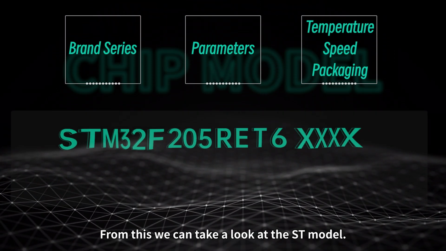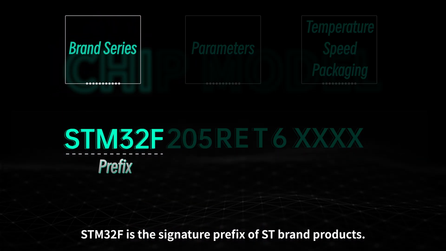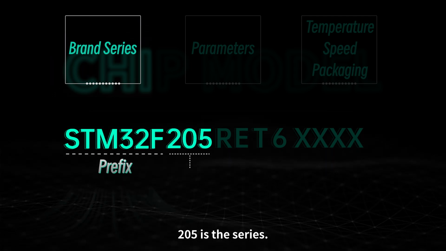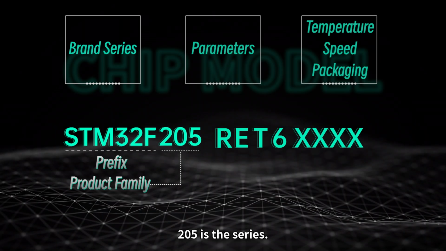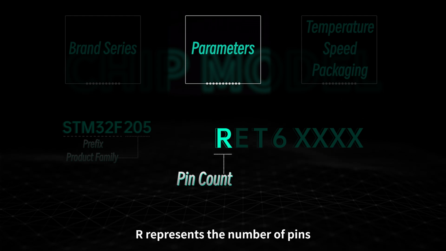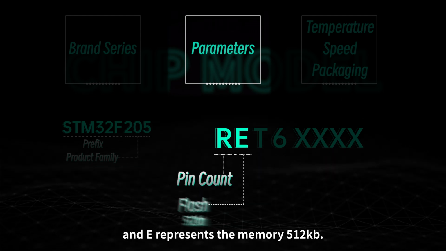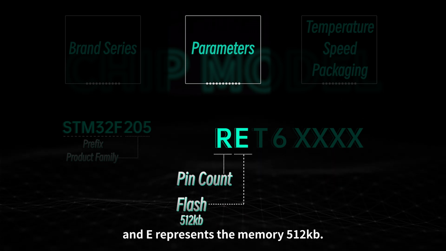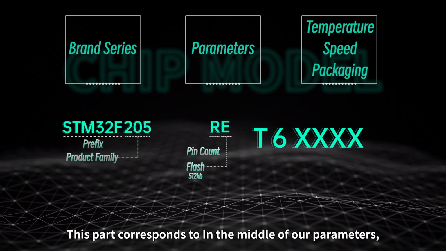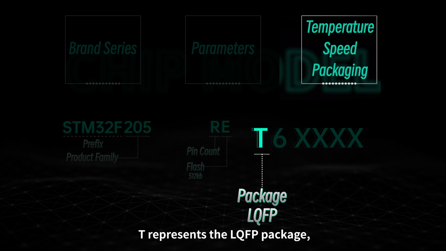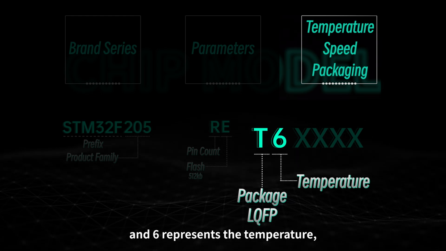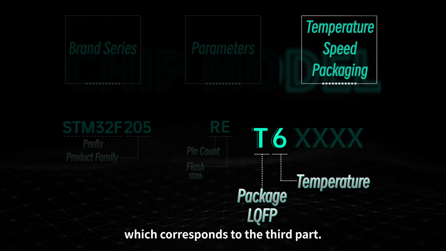From this, we can take a look at the ST model. STM32F is the signature prefix of ST brand products. 205 is the series. Here is the first part, the brand product series. R represents the number of pins, and E represents the memory 512 KB. This part corresponds to the middle, our parameters. T represents the LQFP package, and 6 represents the temperature, which corresponds to the third part.